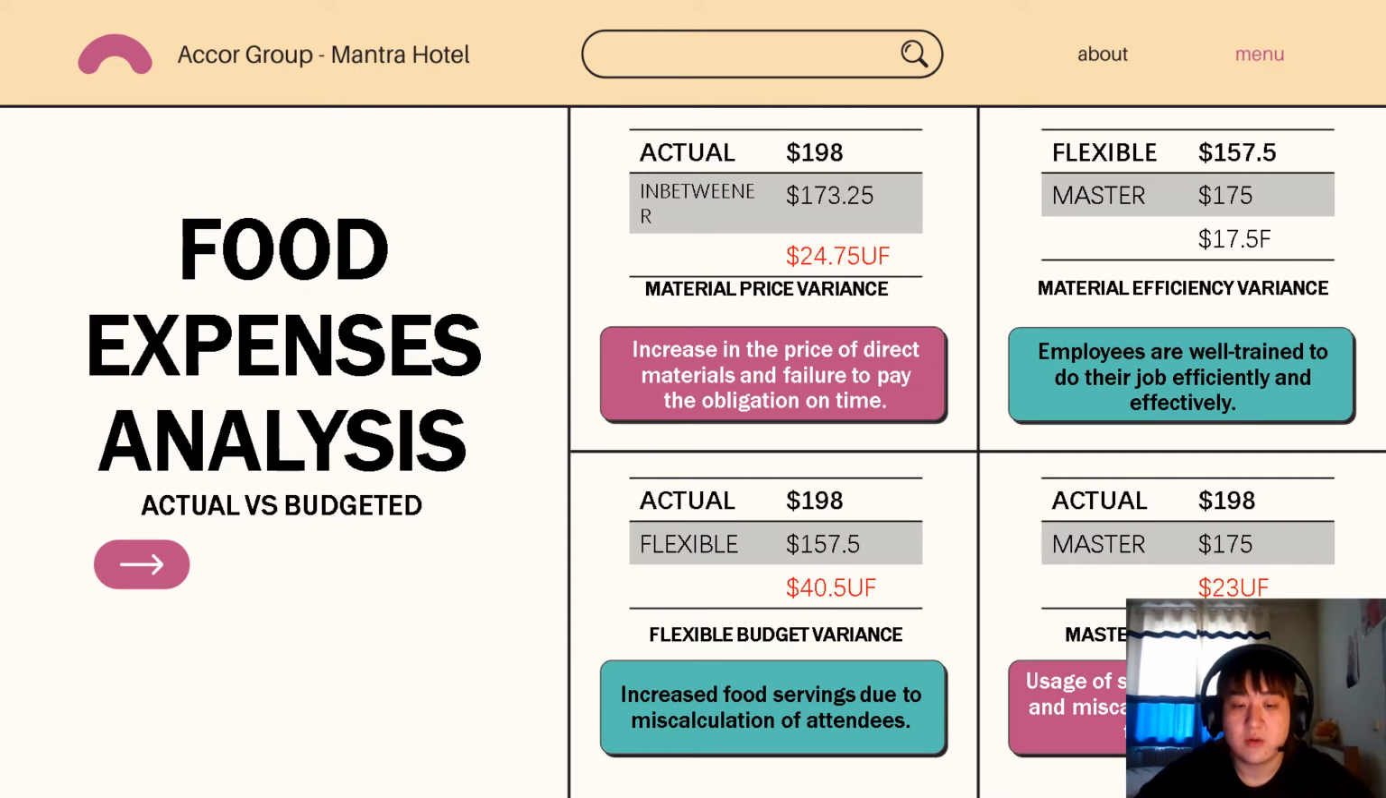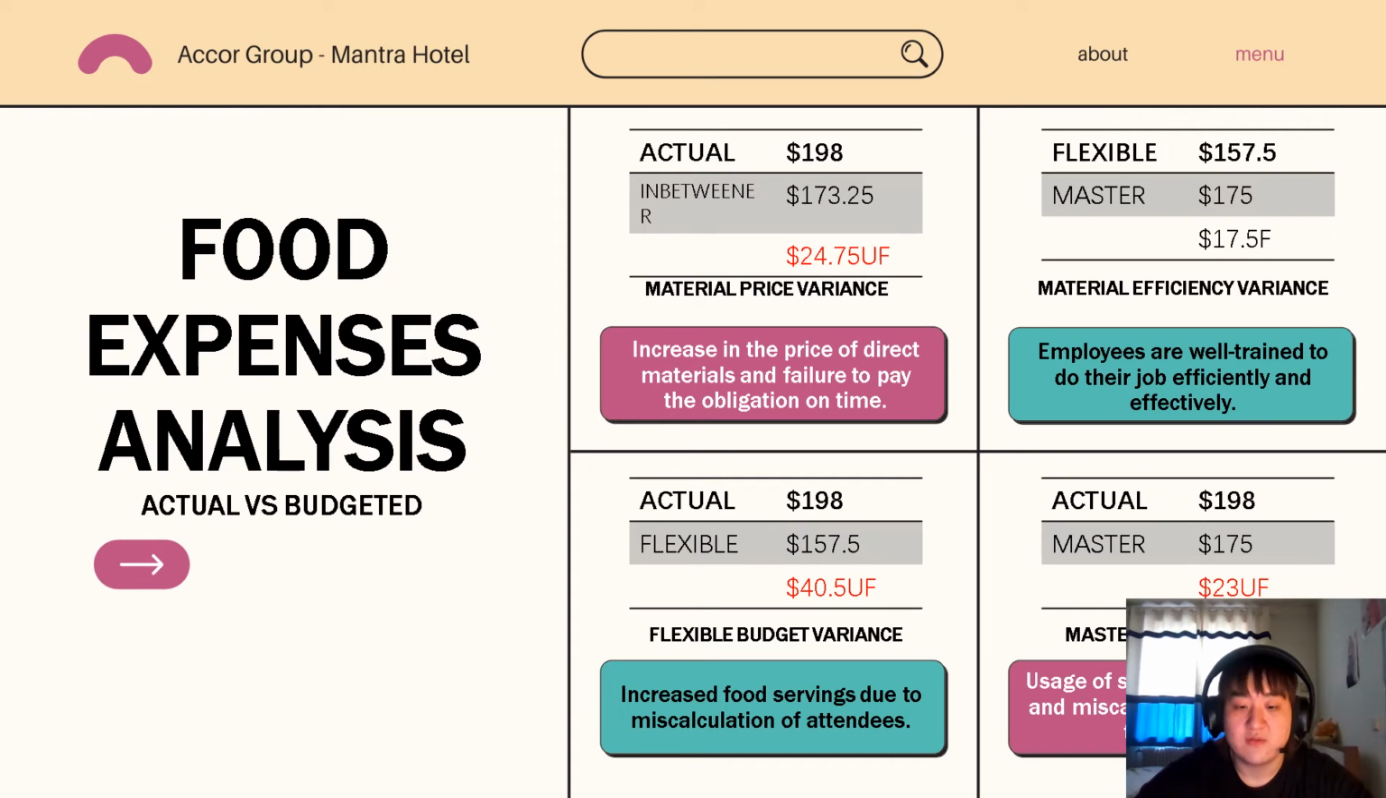Meanwhile, its material efficiency variance is a $17.5 favorable variance that is consistent with its beverage expense. This reflects the management's successful training program, which aims to instruct its employees to do their job efficiently. On the other hand, its flexible budget variance is $40.5 unfavorable. This results in a negative impact on the profitability of the company.